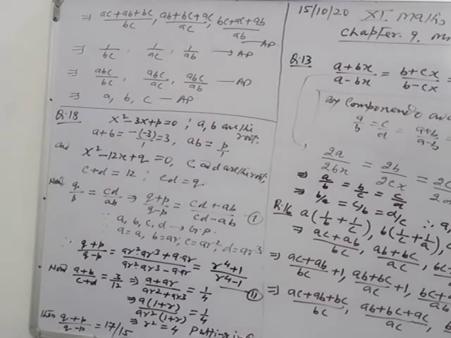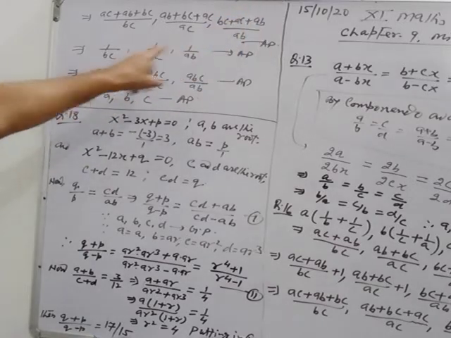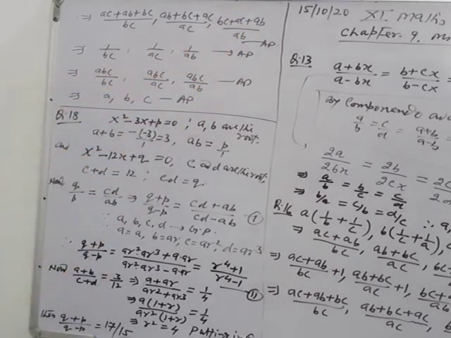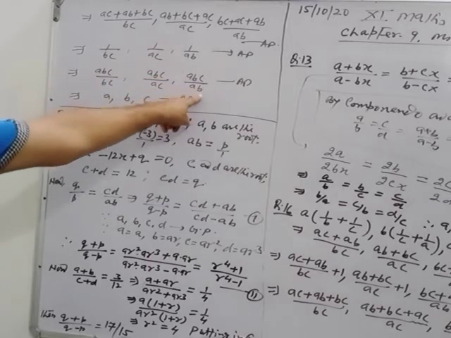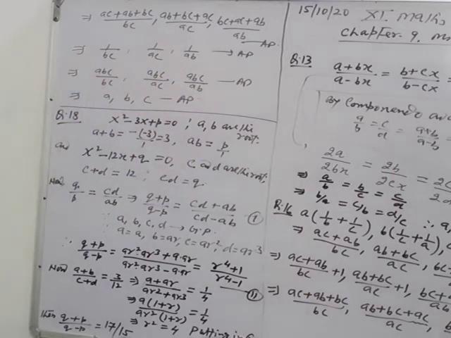Multiplying by the same quantity in each, multiplying by ABC in each term. So ABC by BC gives A in the first, in the second AC cancels, and in the third AB cancels. You get A, B, C are in AP, and this was to be proved.